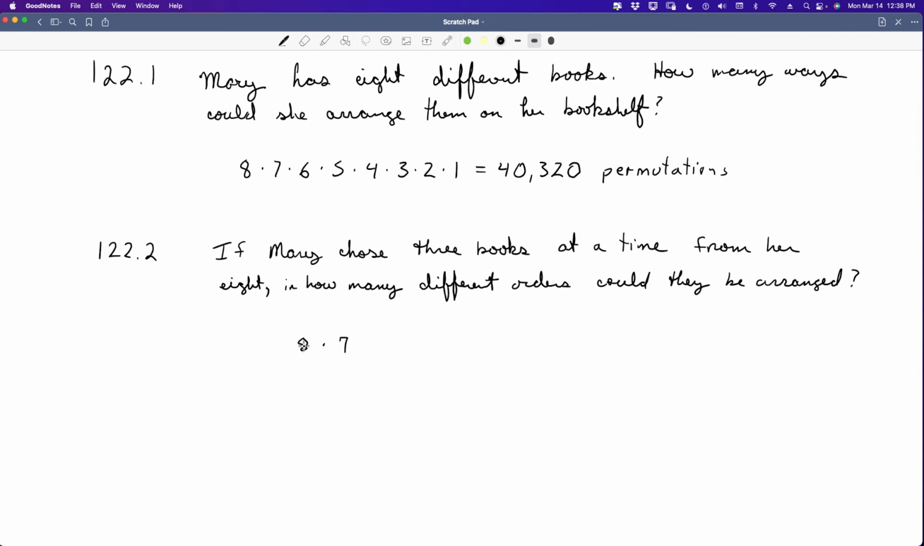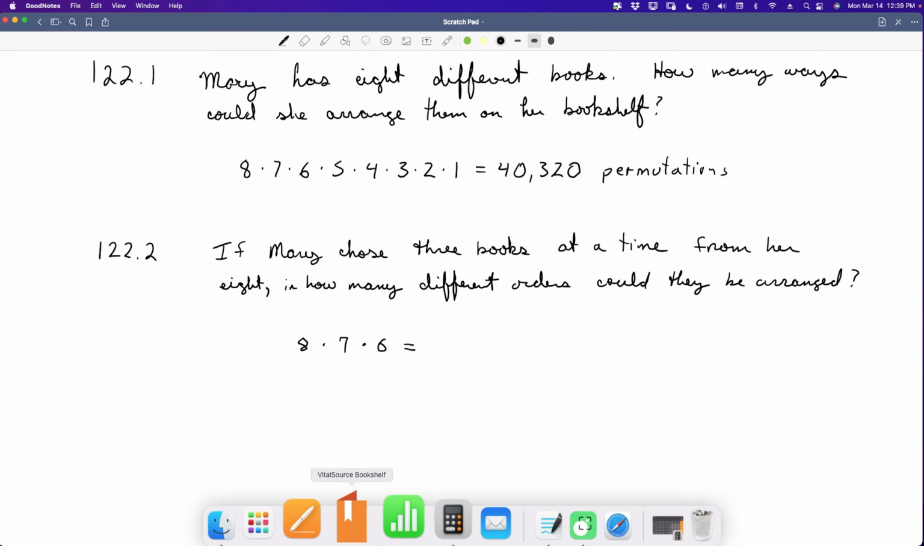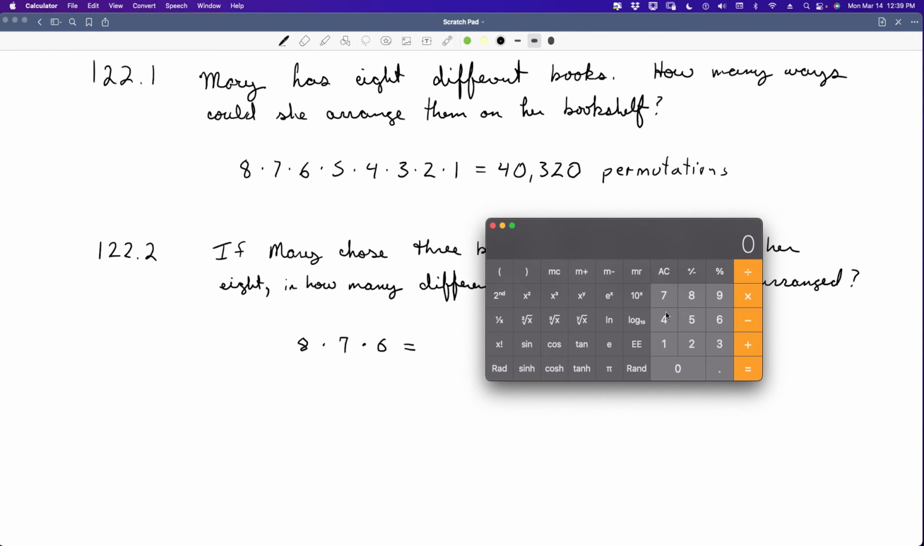So if she picks the first book out of the 8, now there's only 7 to choose from. So she picks a book from the 7. Now there's 6 left, so she's going to pick a book from the 6. That's her order. She's picking 3 books. So she could pick any one of the 8, then any one of the 7 left, then any one of the 6 left. But she's going to stop at 3. So this is her permutation. She is going to multiply 8 times 7 times 6, which is 336.